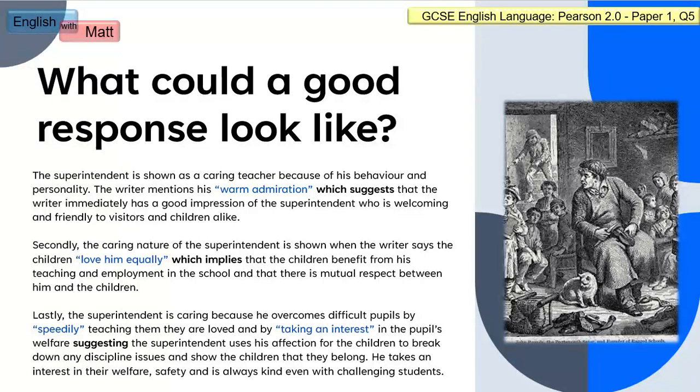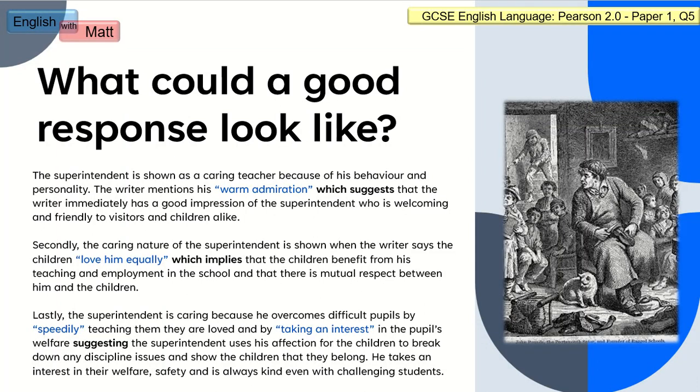Secondly, the caring nature of the superintendent is shown when the writer says the children love him equally, which implies that the children benefit from his teaching and employment in the school, and that there is a mutual respect between him and the children. And the final point, lastly, the superintendent is caring because he overcomes difficult pupils by speedily teaching them that they are loved and by taking an interest in the pupils' welfare, suggesting the superintendent uses his affection for the children to break down any discipline issues and show the children that they belong. He takes an interest in their welfare, safety, and is always kind, even when with challenging students.